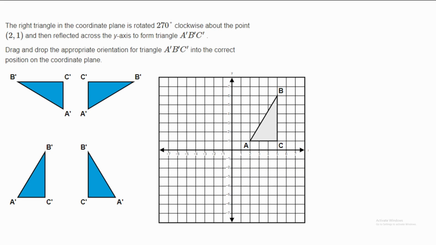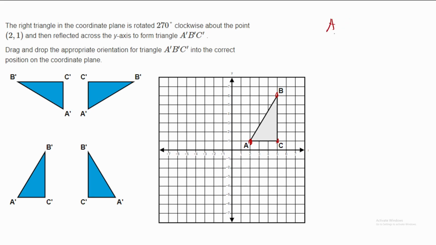And our last problem, I believe it's our last problem. I don't see on my PowerPoint if it is or not, but let's check. So it says the right triangle in the coordinate plane is rotated 270 degrees clockwise about the point 2, 1, and then reflected across the y-axis to form A prime, B prime, C prime. Drag and drop the appropriate orientation for triangle A prime, B prime, C prime in the correct position. So first of all, what I want to do here is write down the coordinates for A, B, C, right? Because we're going to need these. It's going to help us out.